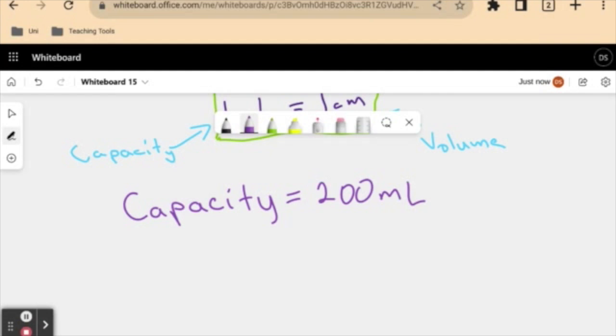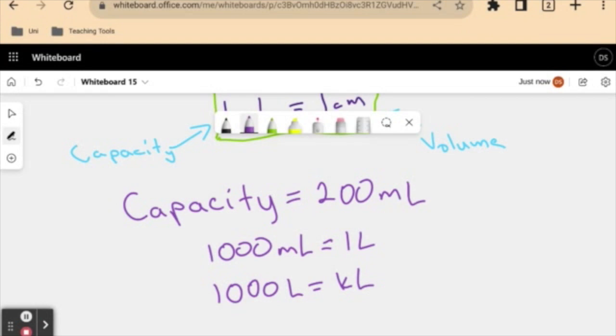But the most common ones you'll encounter, I'm going to write a couple of these relations here. So we know that there are 1,000 milliliters in 1 liter. Also, there are 1,000 liters in a kiloliter. That's about as far as I'm going to go here.